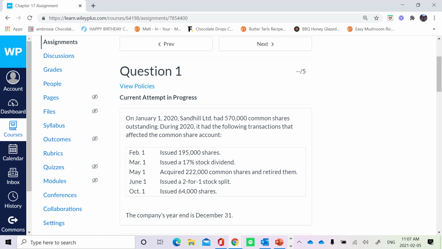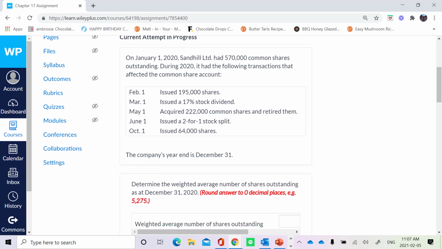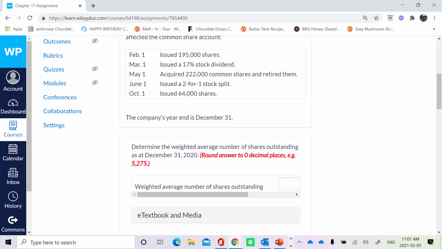So we've got a company, we've got a starting balance, we've got some transactions, and we want to calculate the weighted average number of shares outstanding. We will go through examples of this in class on Tuesday, Wednesday, and I will do a few. The issue here gets to be the stock dividends and the stock splits and taking them back to the beginning as if they happened on January 1.